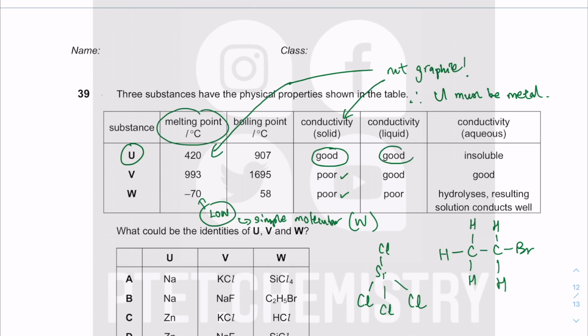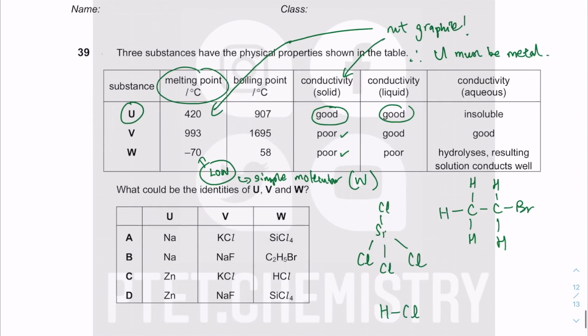Conductivity when liquid, of course it conducts. And sodium and zinc, so these are all metals. So again, it's not helpful at all. Oh goodness me, none of this is helpful. V, what is V? V is poorly conducting when it's solid, but it conducts when it's liquid. This one is when it's molten, it conducts.